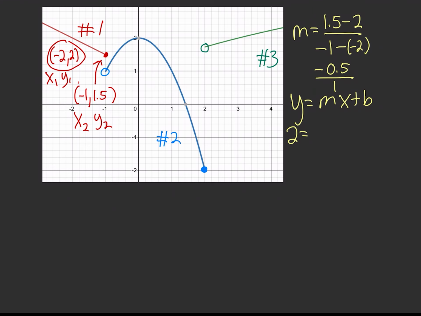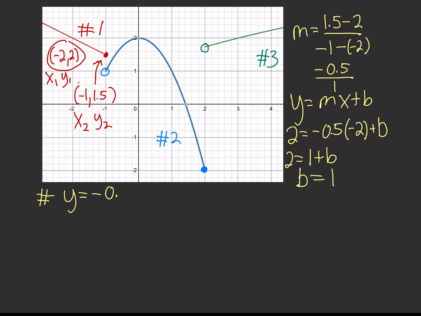So 2 equals, and then I'm going to put in the slope that I found, which is negative 0.5. And then instead of writing x, I'm going to use the coordinate, which is the negative 2, times the slope, and then I'm solving for b, so I just put plus b. When I solve it down to get b, I end up getting that b is equal to 1. So I've just found my y-intercept and I have the slope. I'm going to write equation number 1 down here so I can keep track of it. It's really just y equals negative 0.5x plus 1.